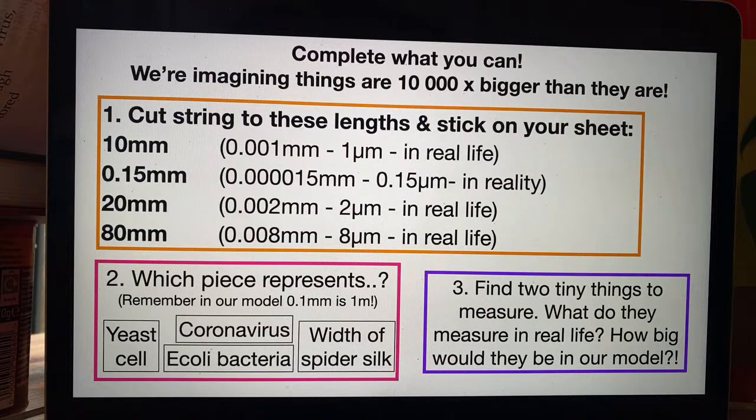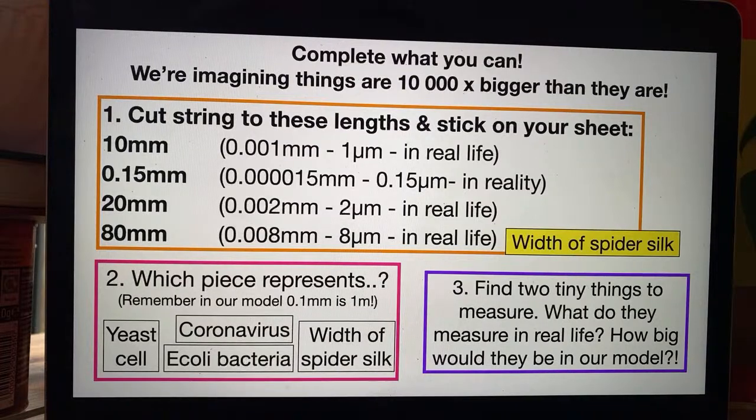So, let's start with the biggest one. So if you've cut a piece of string or wool that was 8 centimetres long, what do you think that represents? Is that going to be a yeast cell in this new massive world, coronavirus, E. coli bacteria, or width of a spider silk? The answer is... it is the width of spider silk. Spider silk, very thin, eh? A piece of A4 paper is a metre in this world, and spider silk is only 8 centimetres. It's hard to believe. But I trust science buddies, and I do.